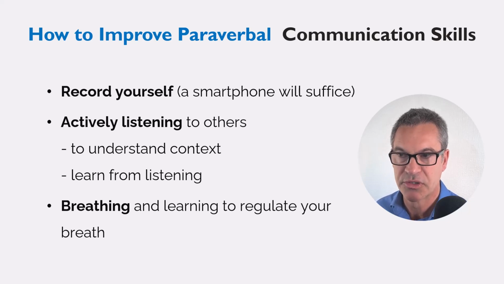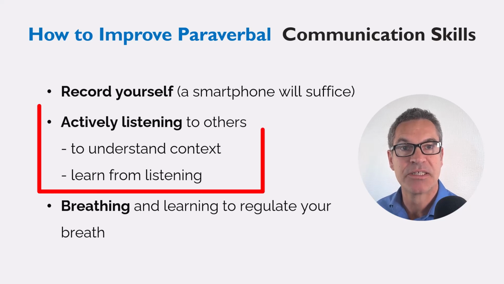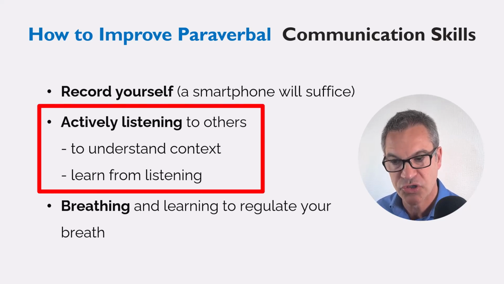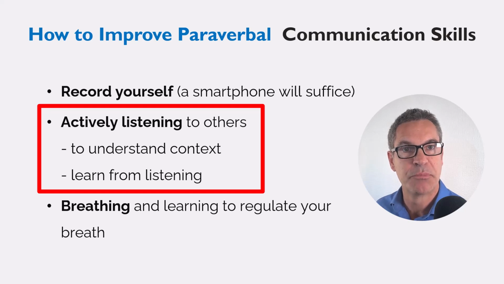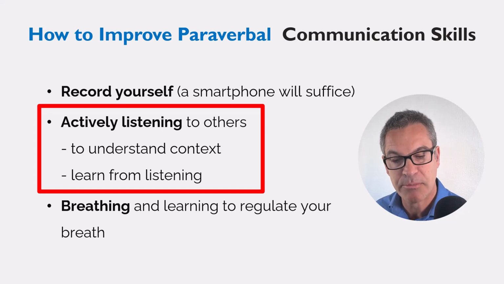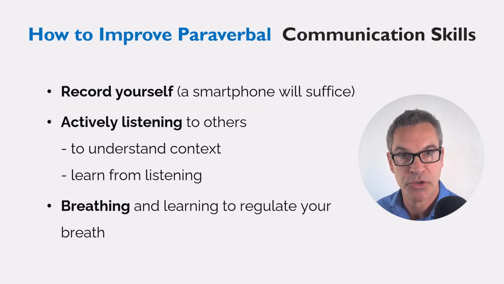paraverbal communication skills. Another way is to actively listen to other people. Spend time to consciously and carefully listen to how they speak. If you do that, you will soon become very, very aware of the tone, the pitch, the speech rate. You'll become very aware of this, and this will help you to improve your own paraverbal communication skills. Breathing can be a good thing to do, to learn to do properly for regulating your breath. It can make you a much better speaker as well. So these are things you can do to improve your paraverbal communication skills.